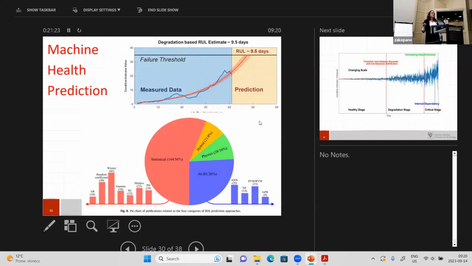Okay, and our last achievements are related to the second project that I mentioned, the project that we are implementing with the company AMC Tech. And here we analyze machine health prediction. First, I will explain the problem, because from the mathematical point of view, once again, it seems to be very easy. However, it is not easy.